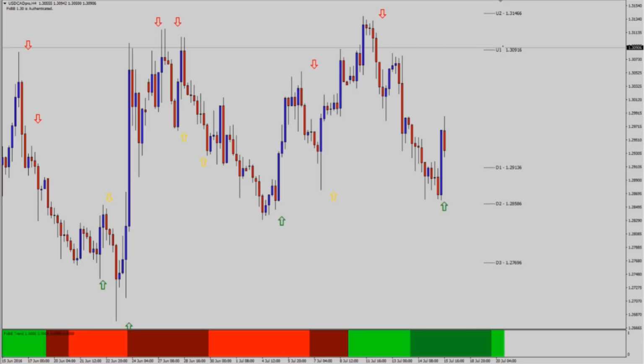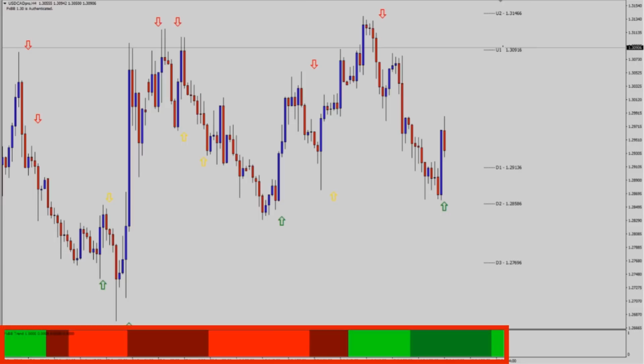Now what you're looking at is the USD CAD chart. This is a 4-hour chart, and I want to bring your attention to the bottom down here where you see these red and green bands at the bottom. These bands are essentially where we get the direction to trade. This is the momentum indicator or the trend indicator.